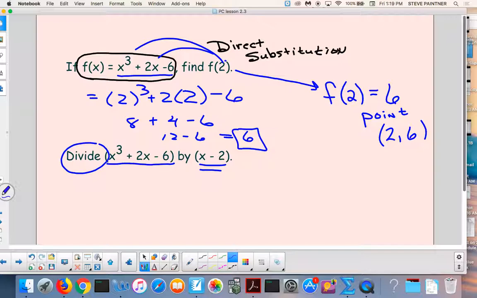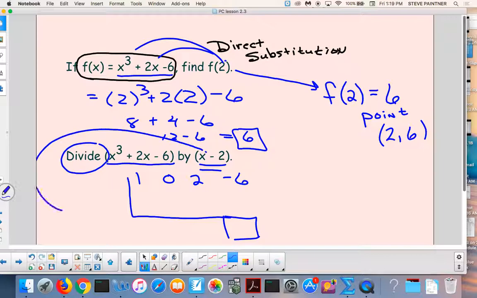Synthetic's, if there's another name for synthetic, it's what? Short division. Would you rather do it short? No. Okay, do long. Whatever. Go. Do it. I put the next number, I put 1 in. What's the next number? 0. Yeah, 0. Then 2, then negative 6, right? What's the number on the outside?